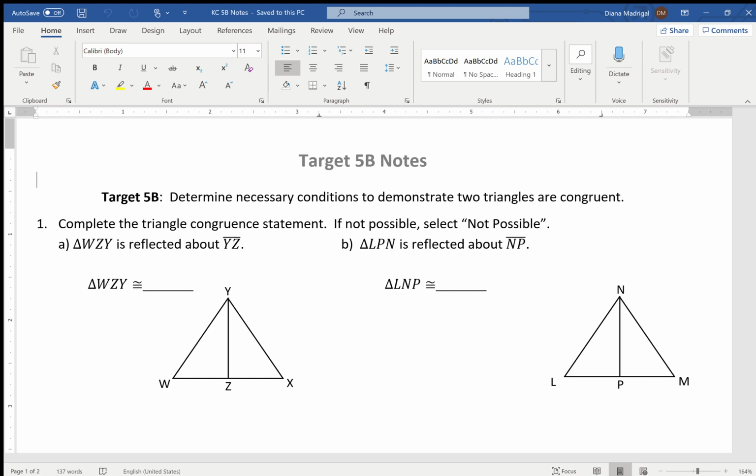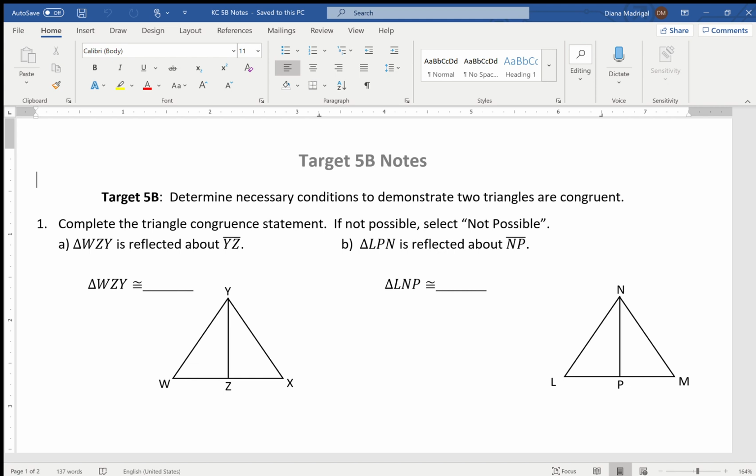Target B notes are going to be talking about the same thing we've been talking about, transformations. When we talk about transformations, I always told you to match the points from the first image to the second image so you could figure out what kind of transformation is happening. I always match those points. Now for Target B, we're going to use those points to name the second triangle.